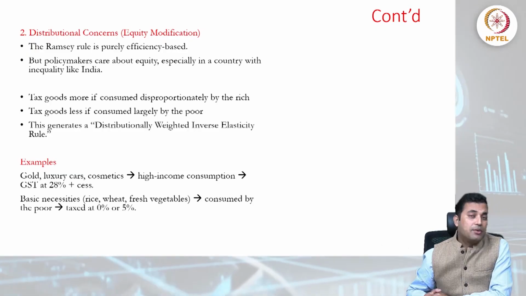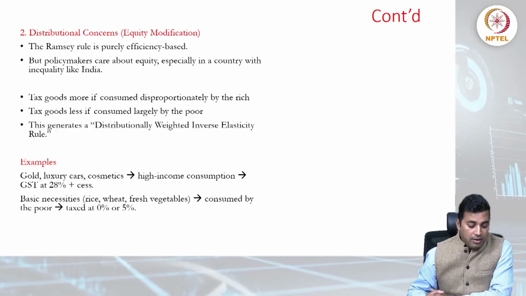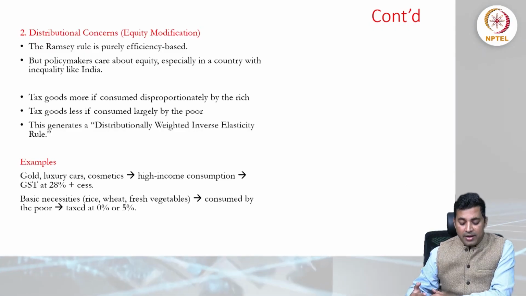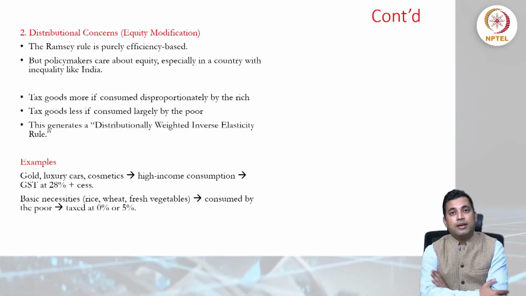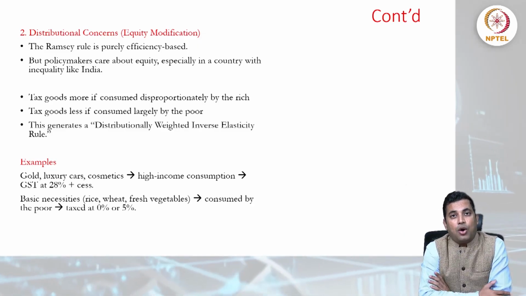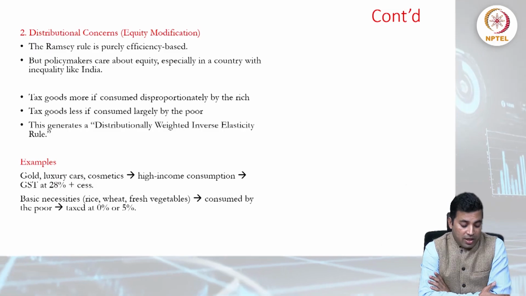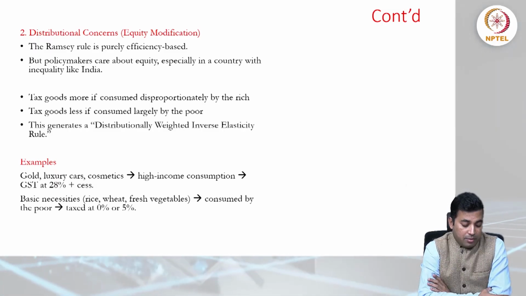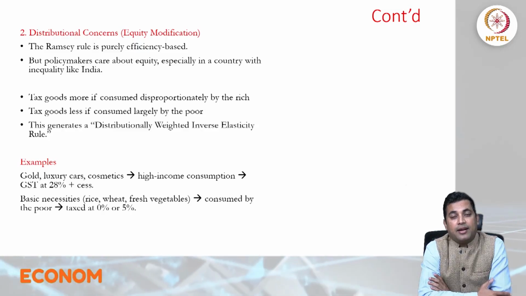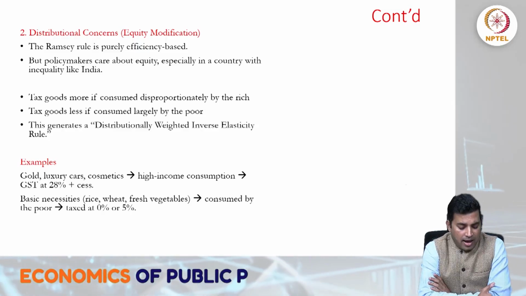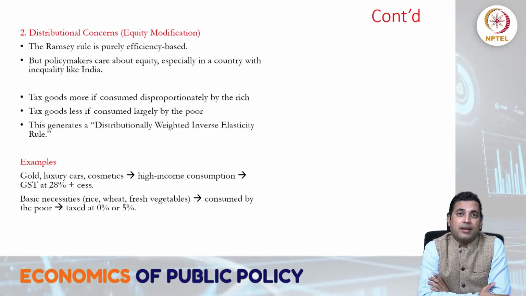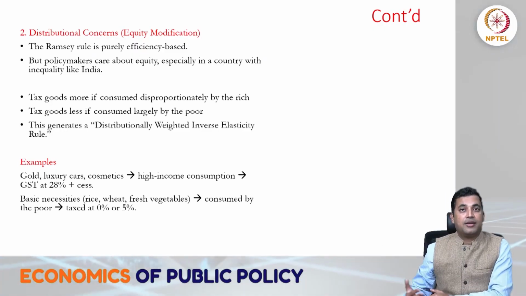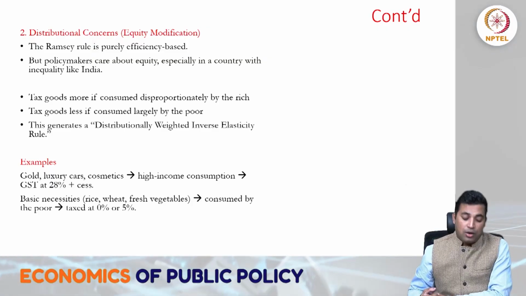In this particular case, examples could be gold, luxury cars, cosmetics, higher income consumption. These are taxes on the consumption of certain goods which are luxury in nature or consumer durable goods. Generally we see higher taxation, and I can take the example of the Indian case, where GST will be on the higher side on those particular commodities.